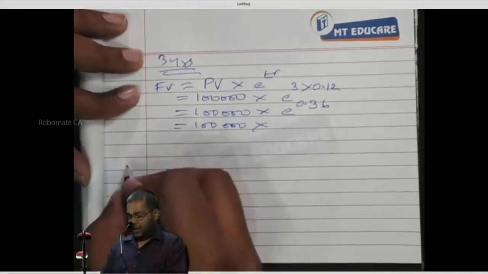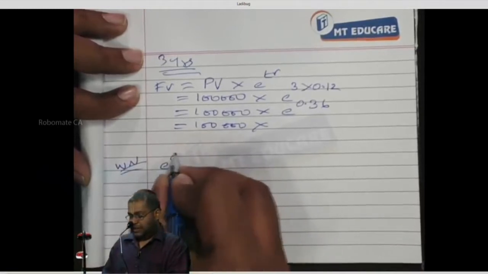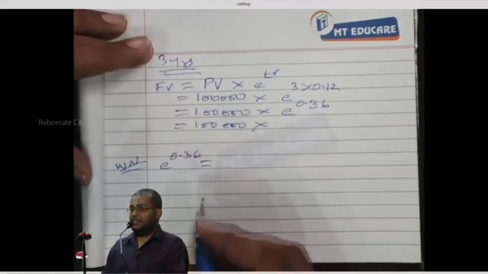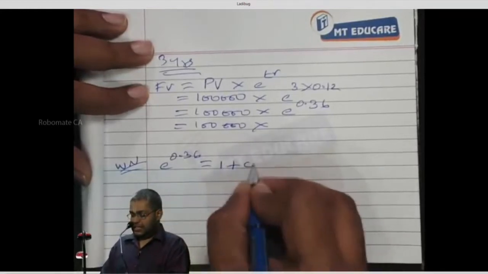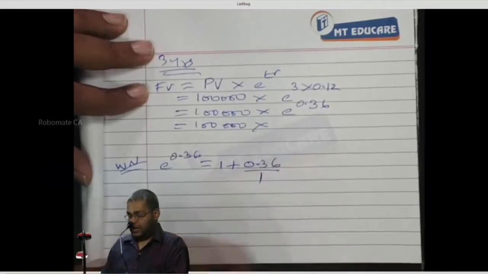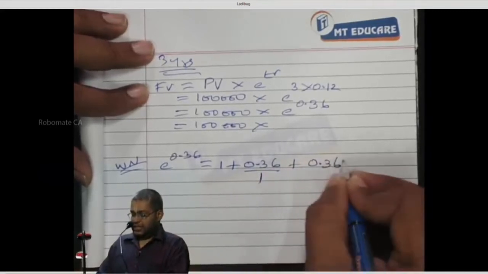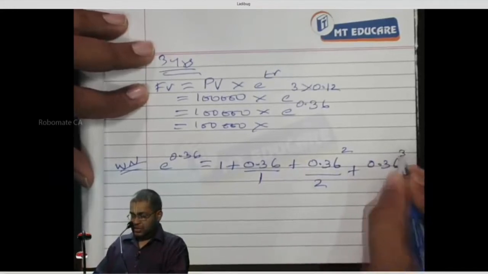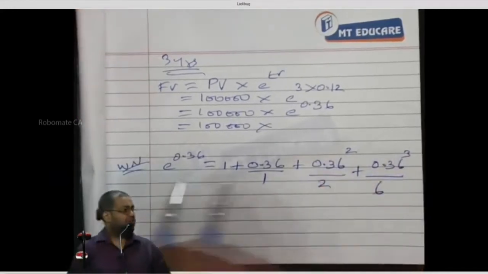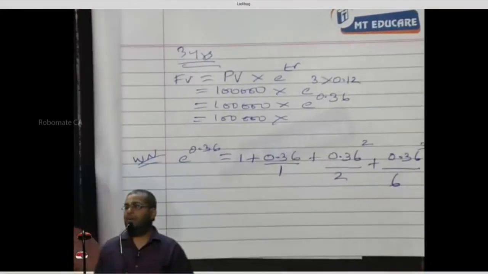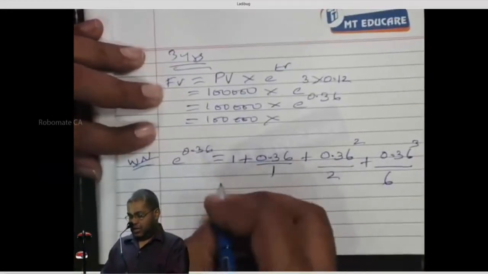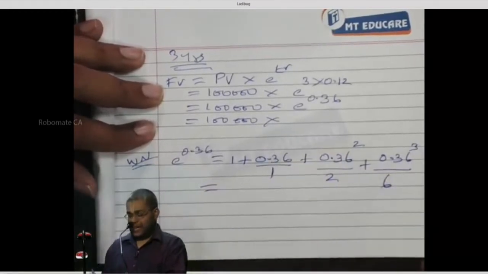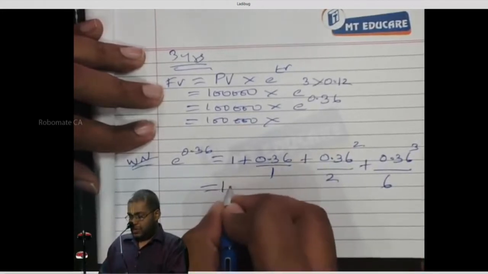Now, let's have a working note. You have to find out e power 0.36. We know the formula. What is e raised to x? 1 plus x by 1 factorial, which is 1 plus 0.36, plus 0.36 squared divided by 2 factorial, which is 2, plus 0.36 cubed divided by 6. That is how one should do the calculation. Everybody understanding it or not? Now, 1 plus 0.36 plus 0.36 squared by 2 plus 0.36 cubed divided by 6. Tell me the number in at least 4 decimals here. 1.1%.